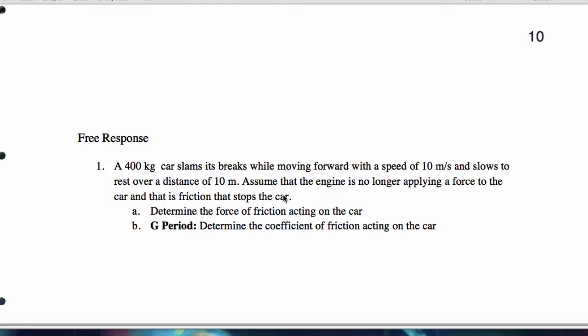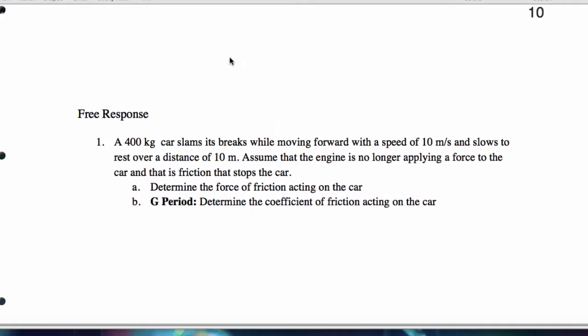A 400 kilogram car slams its brakes while moving forward. I spelled brakes wrong. I'm sorry. I failed you. But I'll rebuke myself with an angry face.